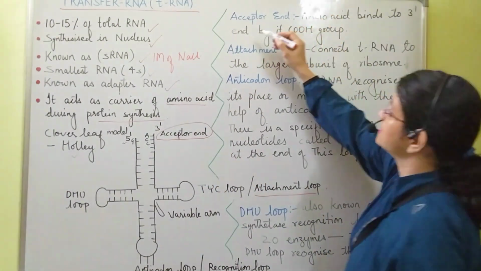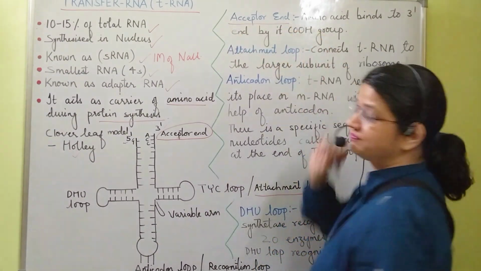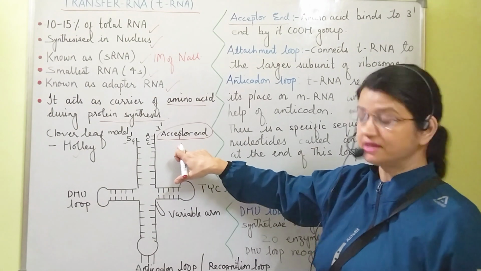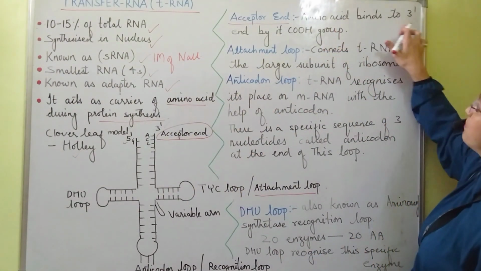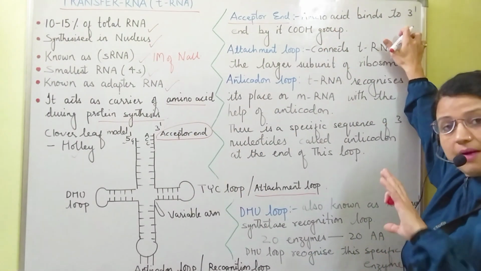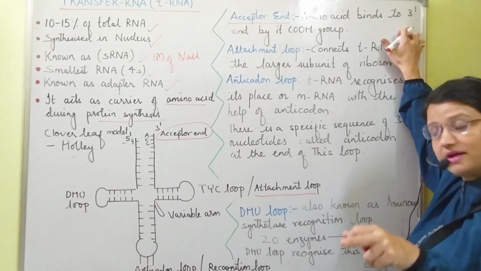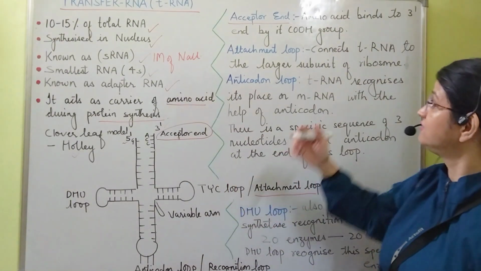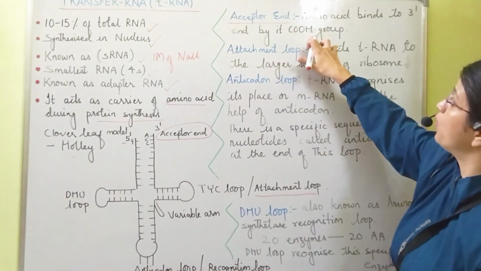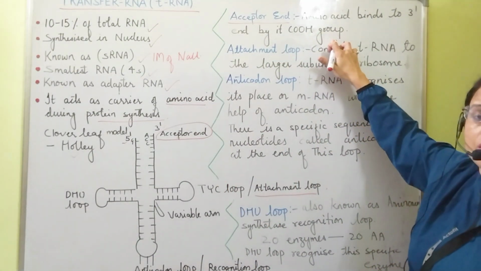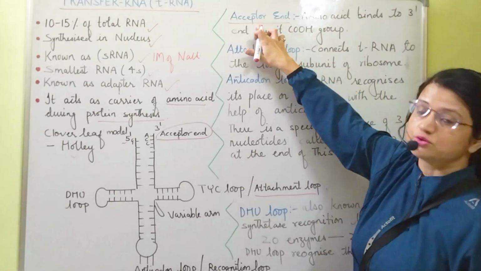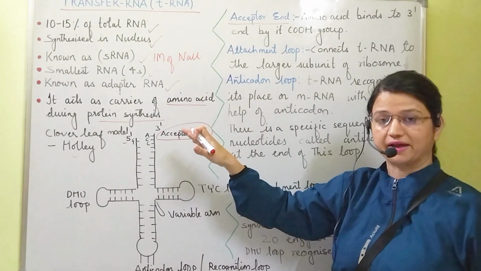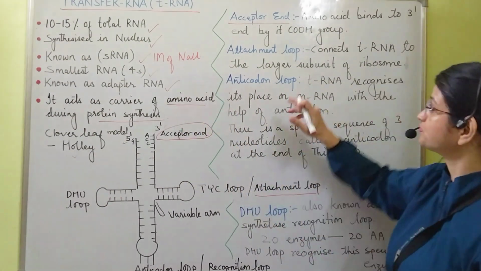First of all, we will see the acceptor end. Now, as I told you, the 3' end is the acceptor end. Amino acid binds to the 3' end. Amino acid will bind at the 3' end because here we have the functional group OH, which makes it reactive with the COOH group present in the amino acid. So that's why it is known as the acceptor end. Clear? Amino acid will bind by its COOH group.